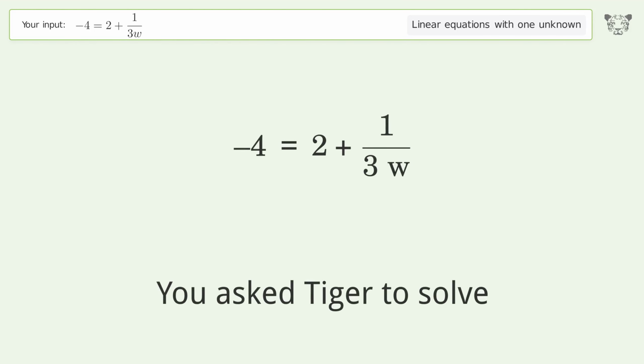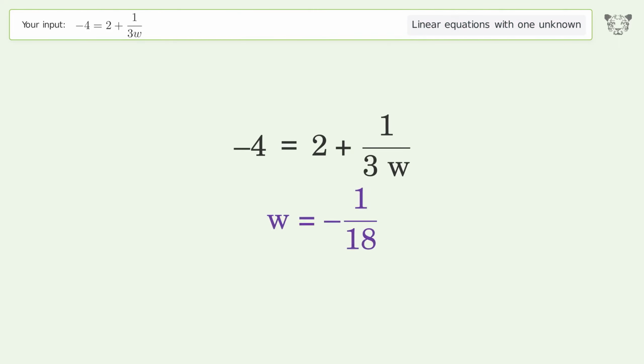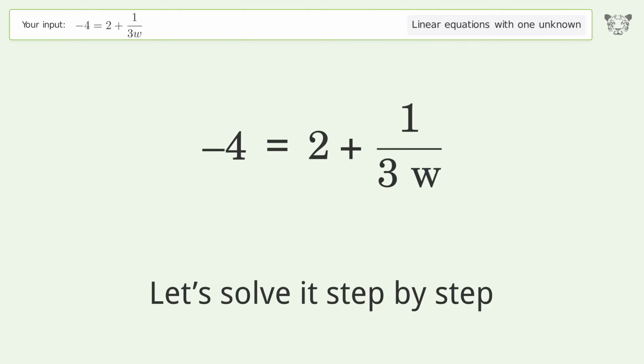You ask Tiger to solve. This deals with linear equations with one unknown. The final result is w equals -1/18. Let's solve it step by step.